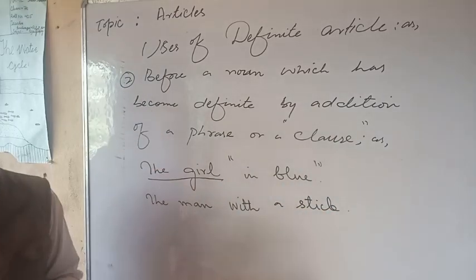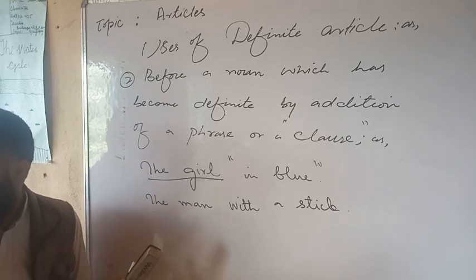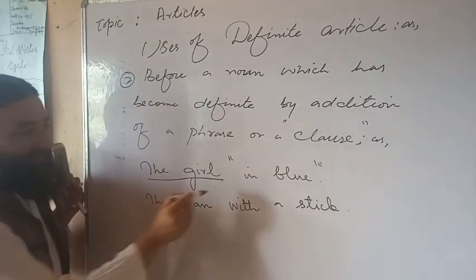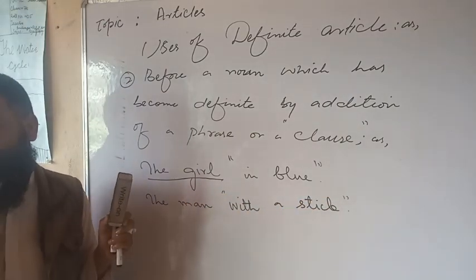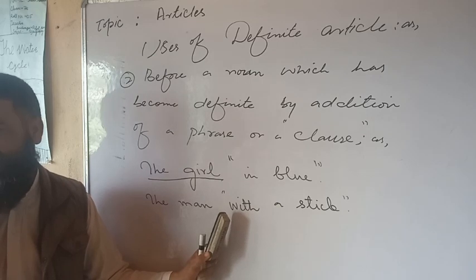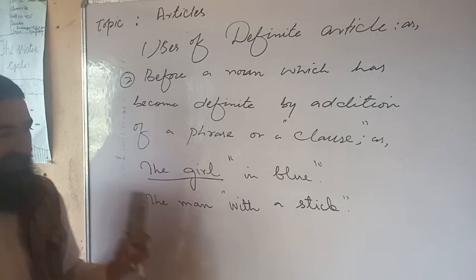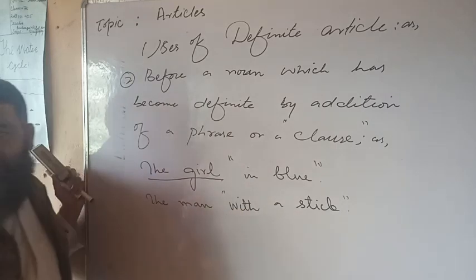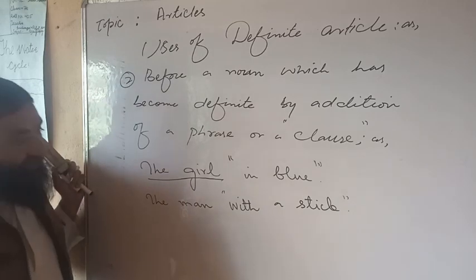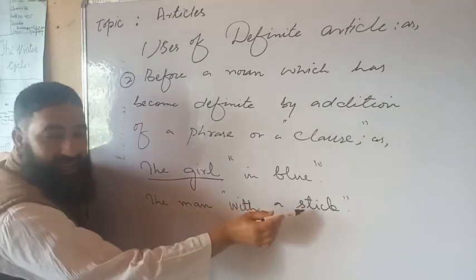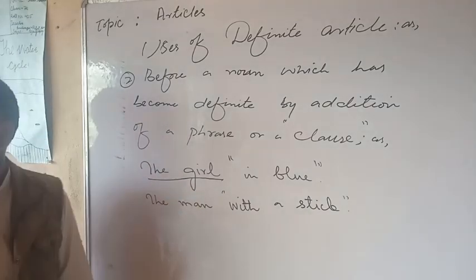There are so many men there, and you are pointing towards the man who is with a stick. So, "with a stick" - is it a phrase or a clause? No, it's not a clause. It's a phrase because it doesn't have any subject, and it doesn't have any verb also. So it's a phrase. The man, and this phrase has made this man definite. So it will take "the" before it.